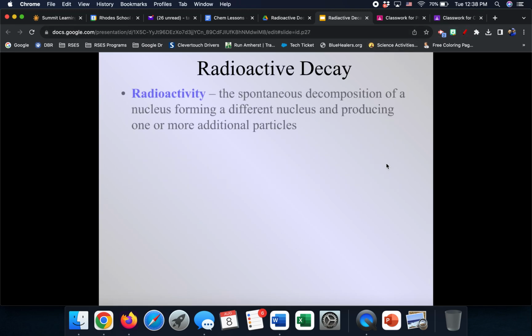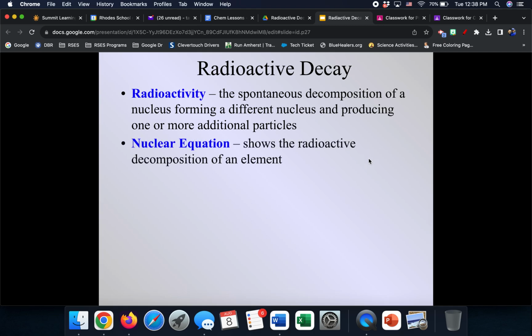And radioactivity relates to this because it's the spontaneous breakdown of a nucleus forming a different nucleus, and it makes more particles. So basically it means it breaks down into something new. Nuclear equations, which we'll show in a second, show how it decomposes over time.